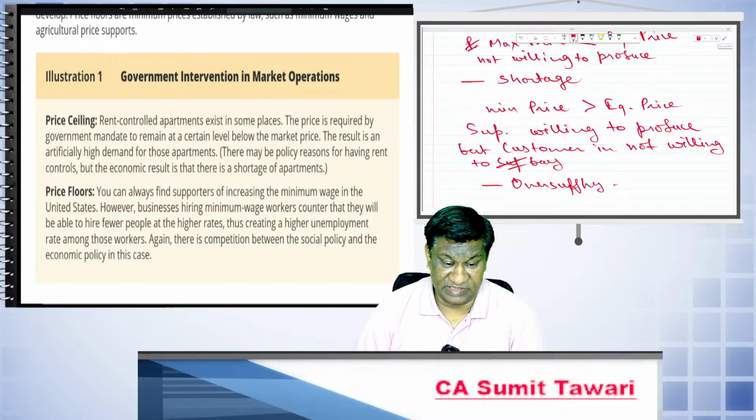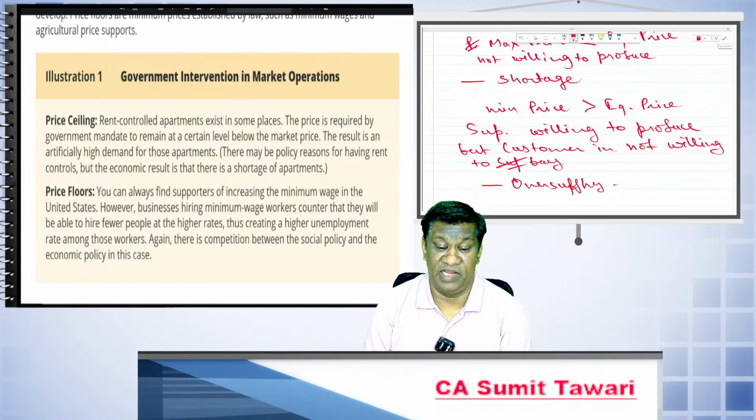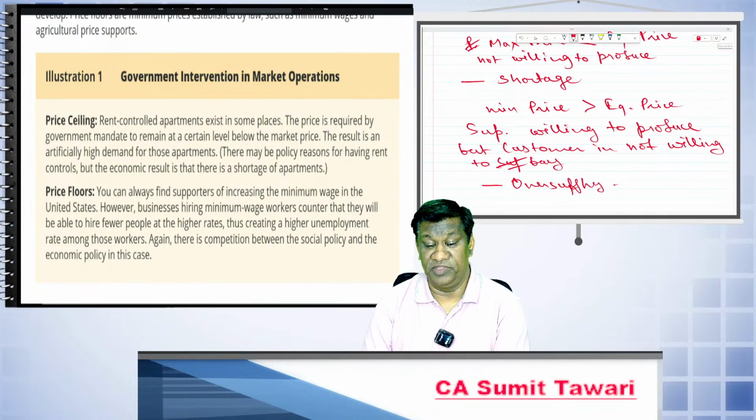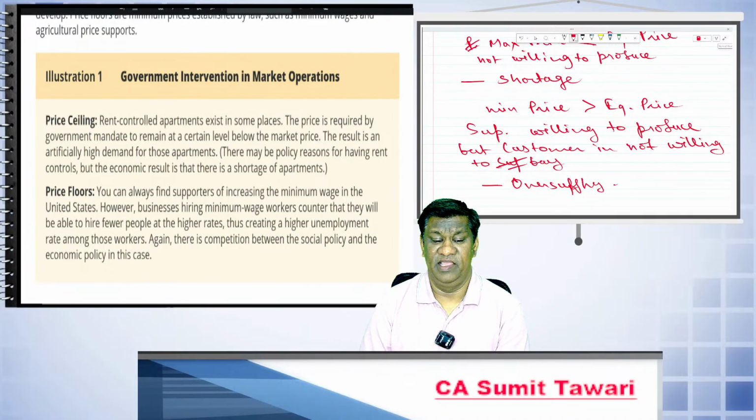So we can see an example. Rent control apartments exist in some places. The prices are required by a government mandate to remain at a certain level below the market price. So the result is an artificially high demand for those apartments. In that situation, the supplier is not willing to supply, and there is a shortage.